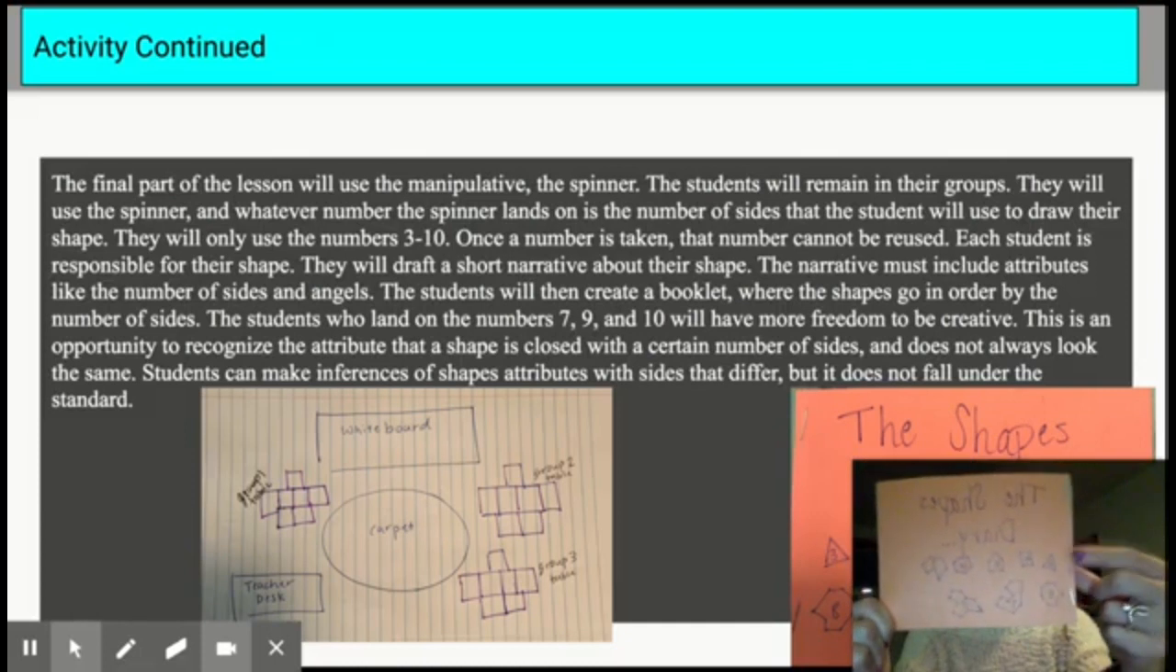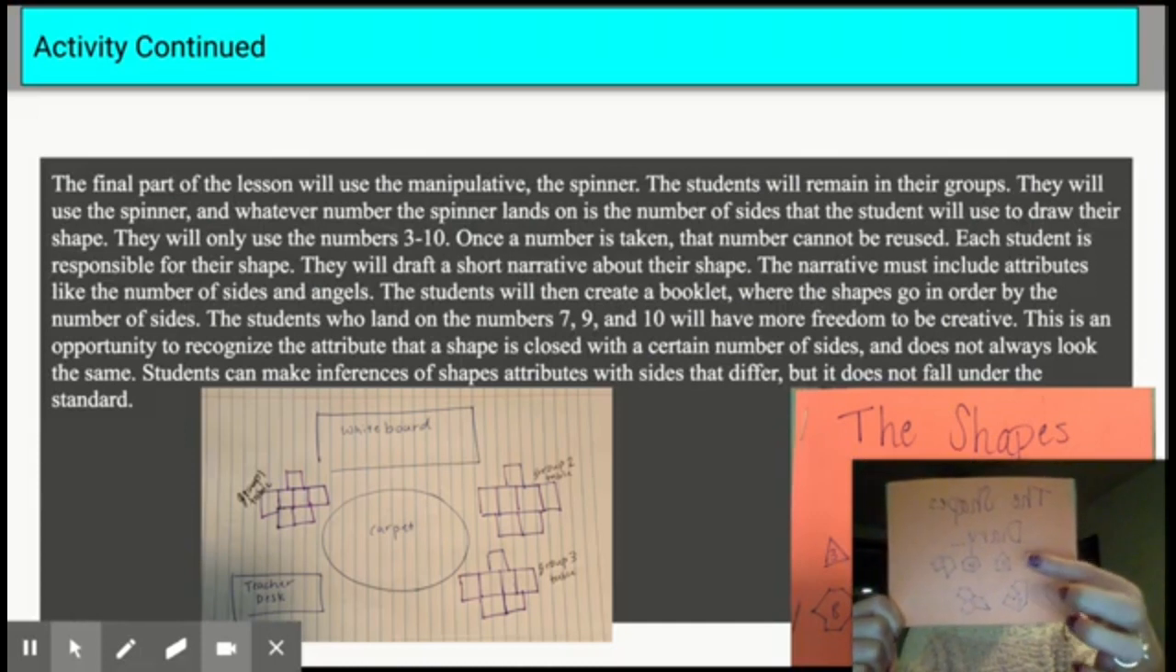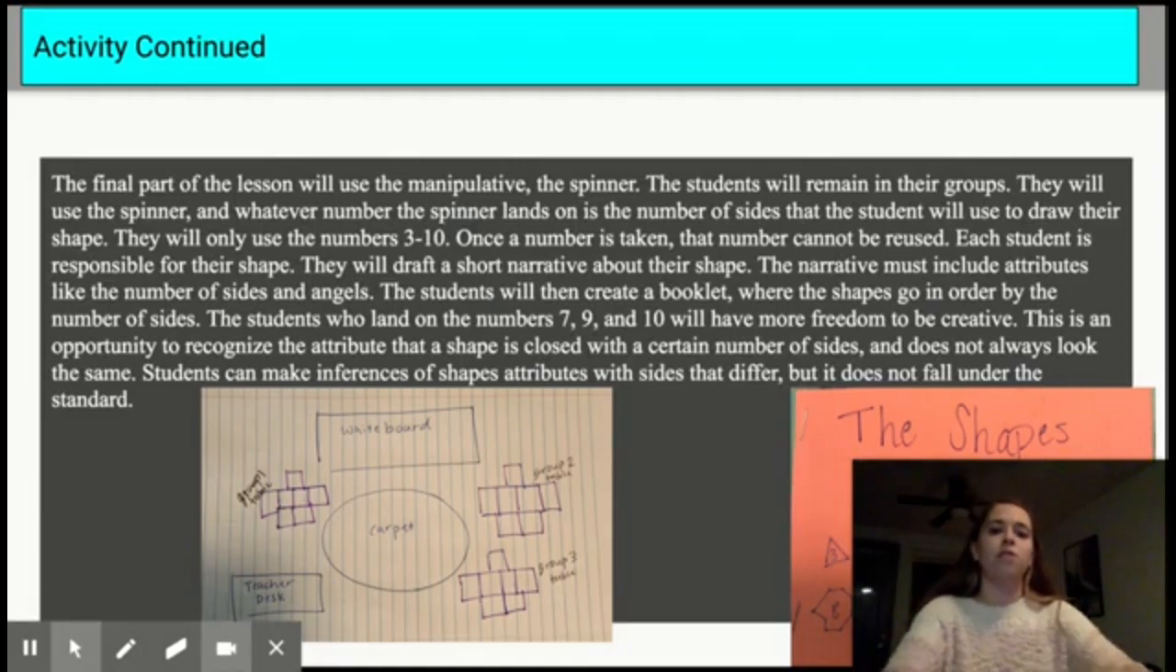And so we have a triangle. So we have 3, 4, 5, 6, 7, 8, 9, 10. And then the standard focuses on the normal shapes, like triangle, square, pentagon, hexagon, octagon. But the 7, 9, and 10, like a decagon, are obviously not focused on in the standard. But it gives the students a little more creative room and opportunity to recognize that attributes of shapes are closed and that they have certain numbers of sides and don't always look the same.